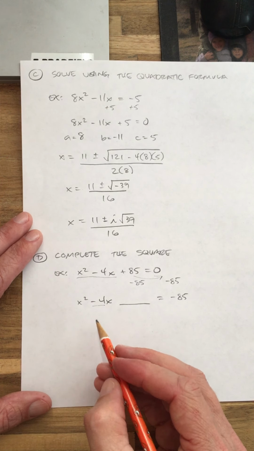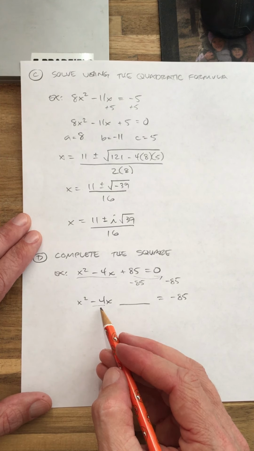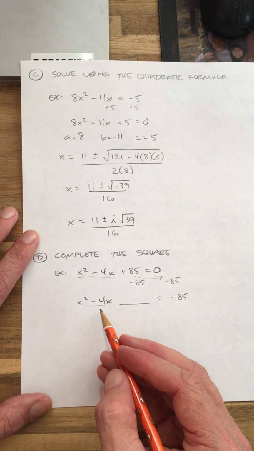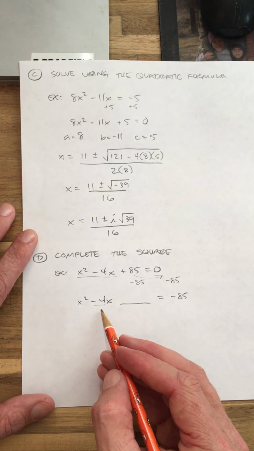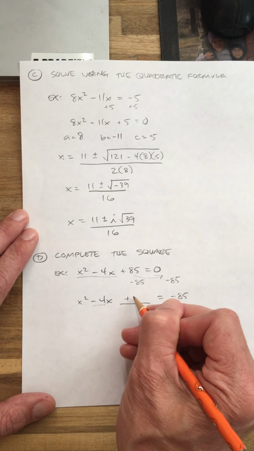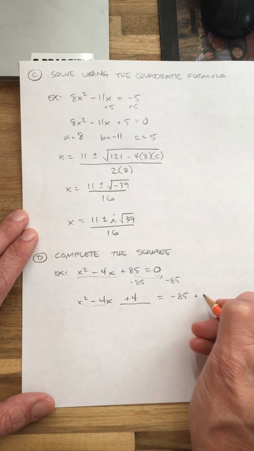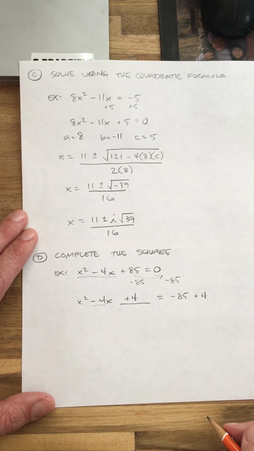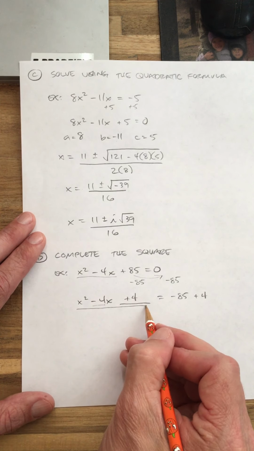Okay, you remember what to do? Take this negative 4, cut it in half, you get negative 2, then square negative 2. So negative 2 squared is negative 2 times negative 2. That's a plus 4. So I add plus 4 here. I have to add 4 here. Okay? All right, so now you've completed a perfect square.